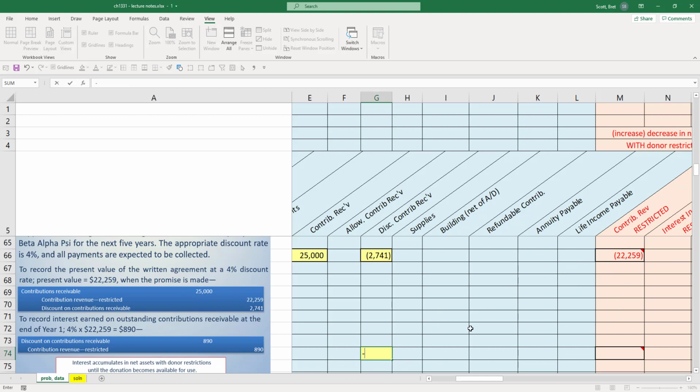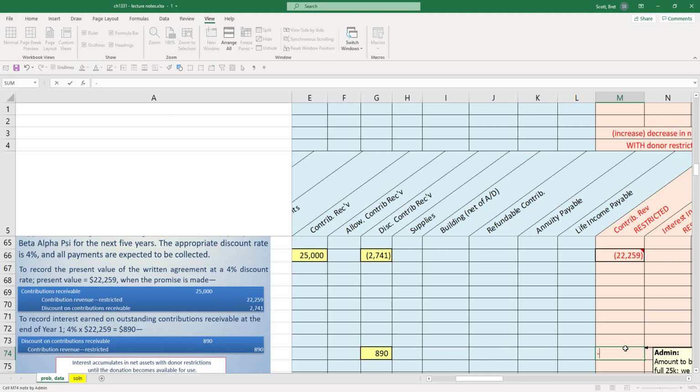Another way to look at that is to simply say, take the 22,259, let me back this up, equals 22,259 times what was the overall interest rate? 4%, 890. We're going to get rid of this discount little by little each of the next 5 years.